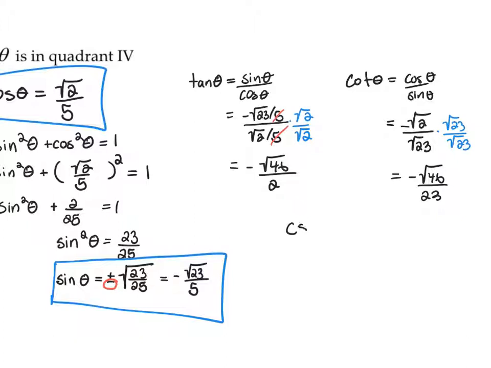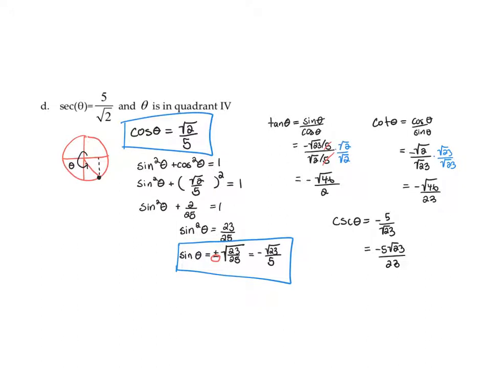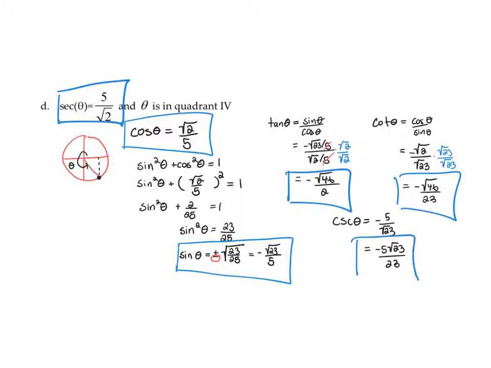So we have sine, cosine, tangent, cotangent, secant. The last one is the cosecant of theta. And the cosecant of theta would have been the reciprocal of the sine, which we have over here. So now we take the reciprocal of the sine, which is negative 5 over root 23. I rationalize: negative 5 square root of 23 over 23. And so now I believe I have all 6 trig functions, the original one that I was given, secant, cosine, sine, tangent, cotangent, and cosecant. So there are all 6 of my trig values.